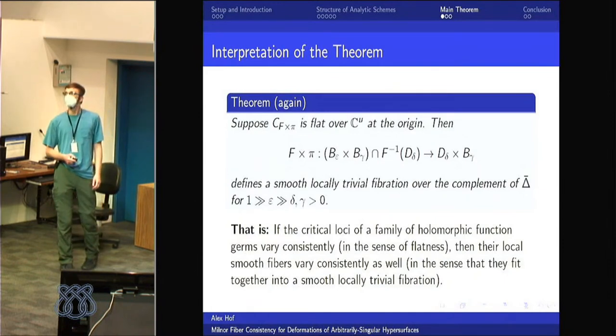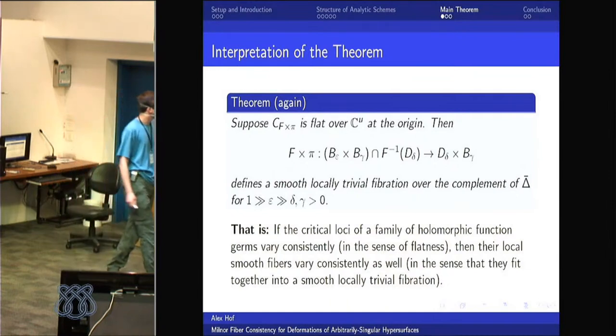And let's see, how are we doing? We're doing pretty well on time, so let me give you some idea of how this theorem is proved, actually. Basically, the idea is that we want to apply Thom's first isotopy lemma.